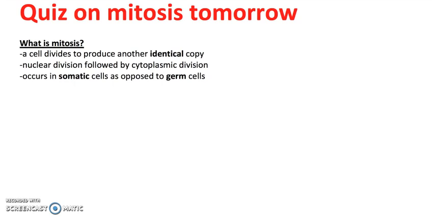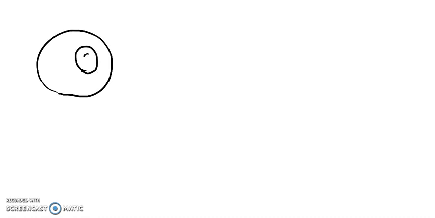So I'm going to talk about mitosis. And the goal of mitosis is to create a copy of a cell. Not something new, not something different, but an exact copy. So here's my cell. There's its nucleus. The nucleolus is this dense region on the inside. And we have DNA floating around in there.